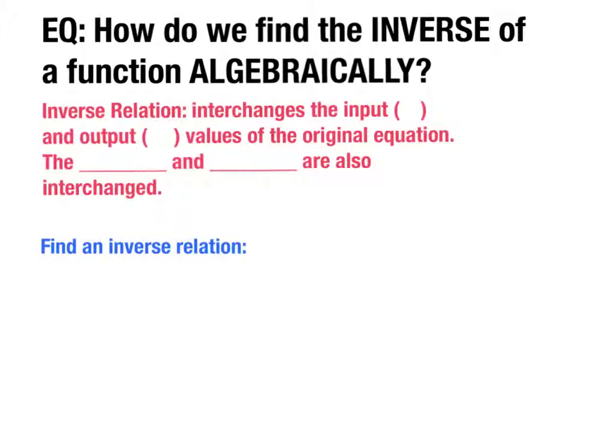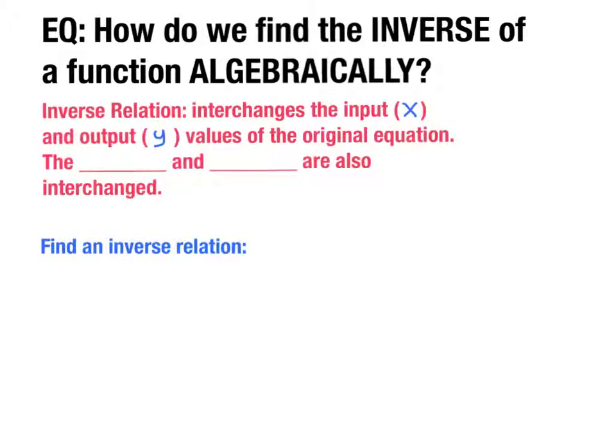So we're looking at how to find the inverse of a function algebraically today. Soon we'll focus on graphically how you find the inverse, but we'll do a little bit of graphing today. An inverse relation is where you interchange the input and the output. The input values are just x values, and the output are y values of the original equation. That just pretty much means swap x and y.